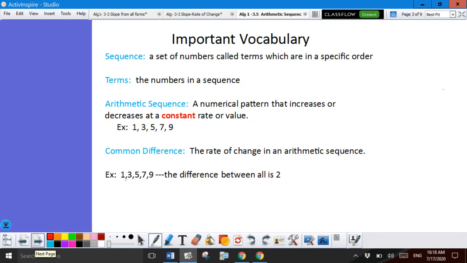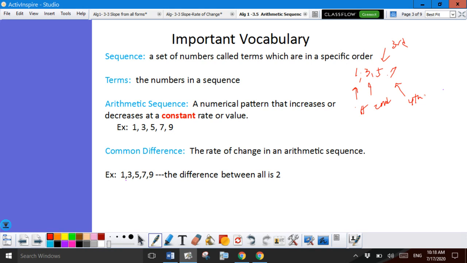A sequence is a set of numbers in a specific order. So like 1, 3, 5, 7. This is the first term, this one is the second, then I have the third, then I have the fourth. And if you're sitting in a classroom and you're sitting in a row, you're sitting in a specific order. That's a sequence.